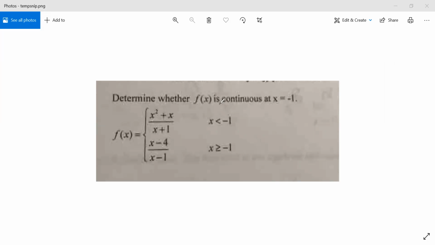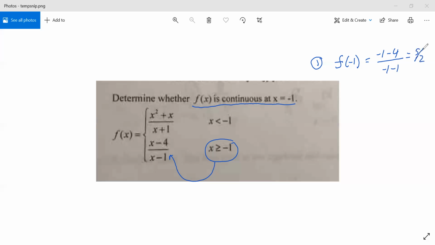Okay, so to determine whether this is continuous at -1 or not, I have to show that the function value at -1 exists. That's the first item, right? So -1 is the x value. It belongs to this piece because this is x bigger than or equal to -1. Since it belongs here, I'm going to plug it into that function: -1, -4, -1, -1, and this will just be 5/2. f of -1 equals that number.